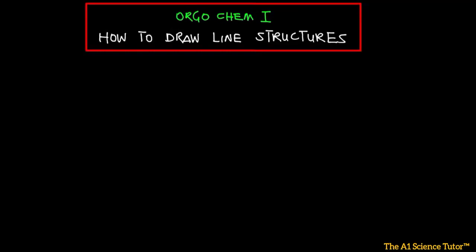In this video, we're going to learn how to draw line structures of organic compounds. Now, in a previous video, we talked about how to change the line structures to their condensed structural form. Now, in this video, we'll talk about how to change the condensed structural formula to line structures. Now, here is one example.